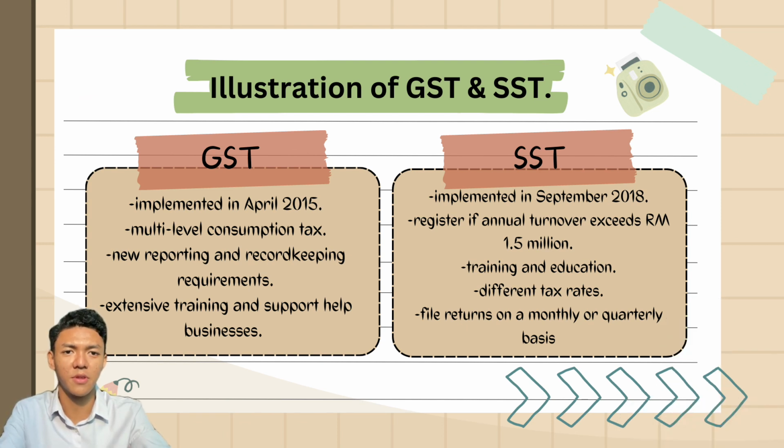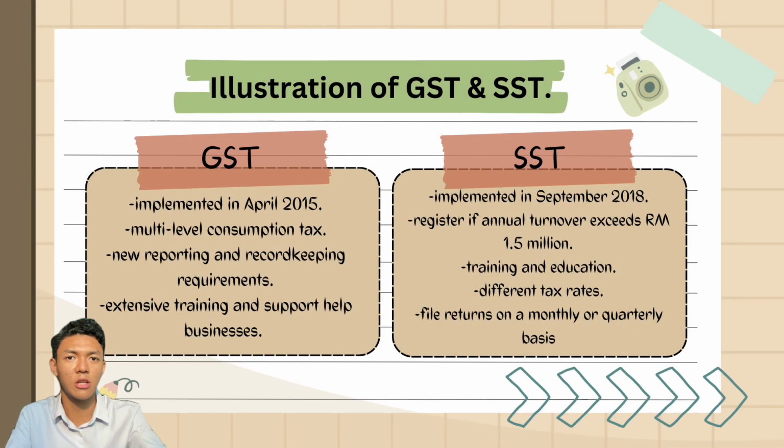Next, Sales and Service Tax, also known as SST. The government announced in July 2018 that SST would be re-established, taking effect on September 1, 2018. Businesses must register with the SST system if their yearly turnover exceeds 1.5 million ringgit Malaysia. Through the website of the Customs Department, businesses can register online. To educate them with the SST system, the Malaysian government offered businesses, accountants, and the public education and training.